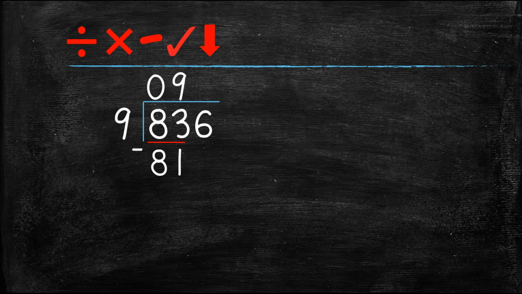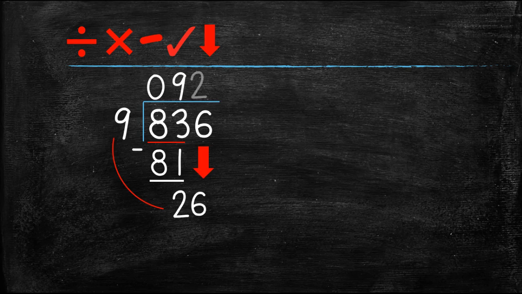Now we subtract, and that equals 2. Now is the 2 less than the 9? We're checking to make sure, and it is. So that means we can keep going by bringing down the 6. And now we start all over again.